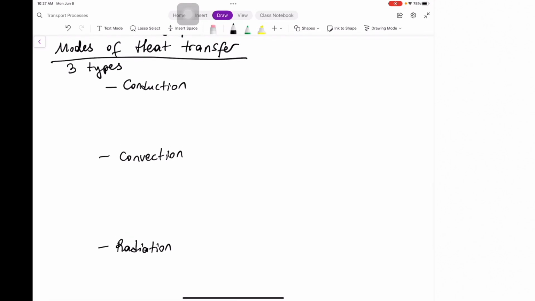When we say conduction, we mean the transport of heat is done by the collision of the molecules. Heat is transferred due to molecular collisions.